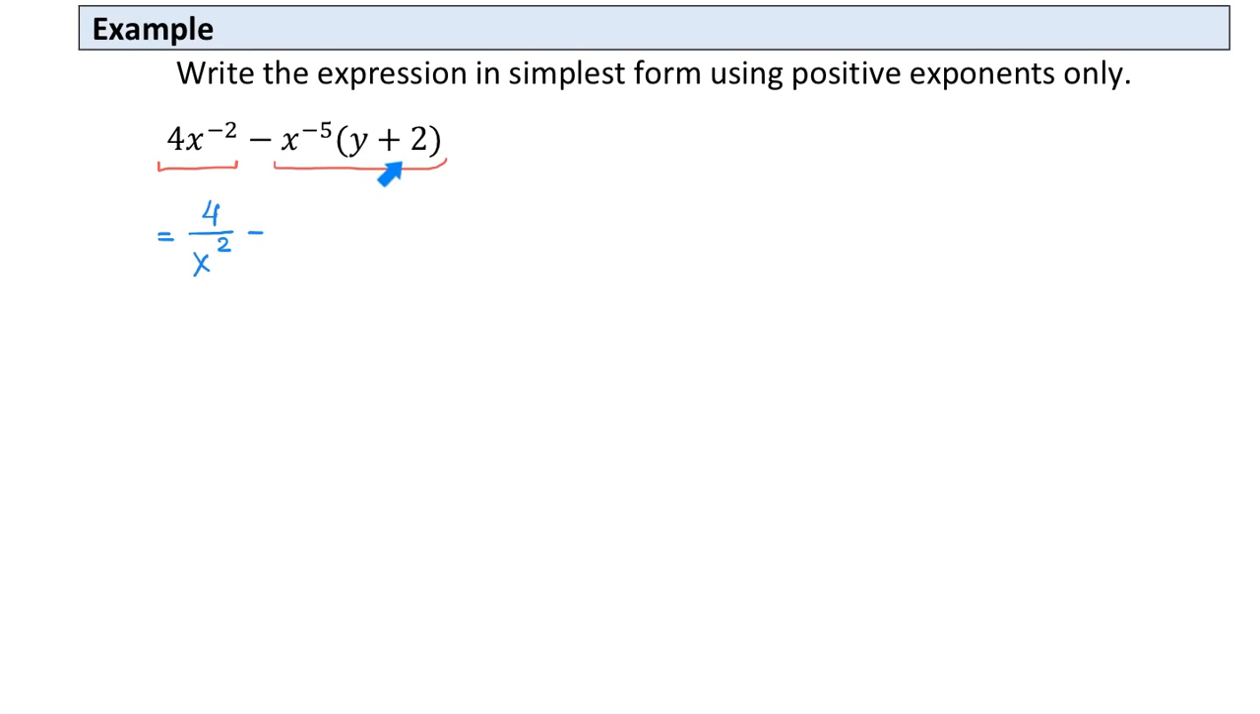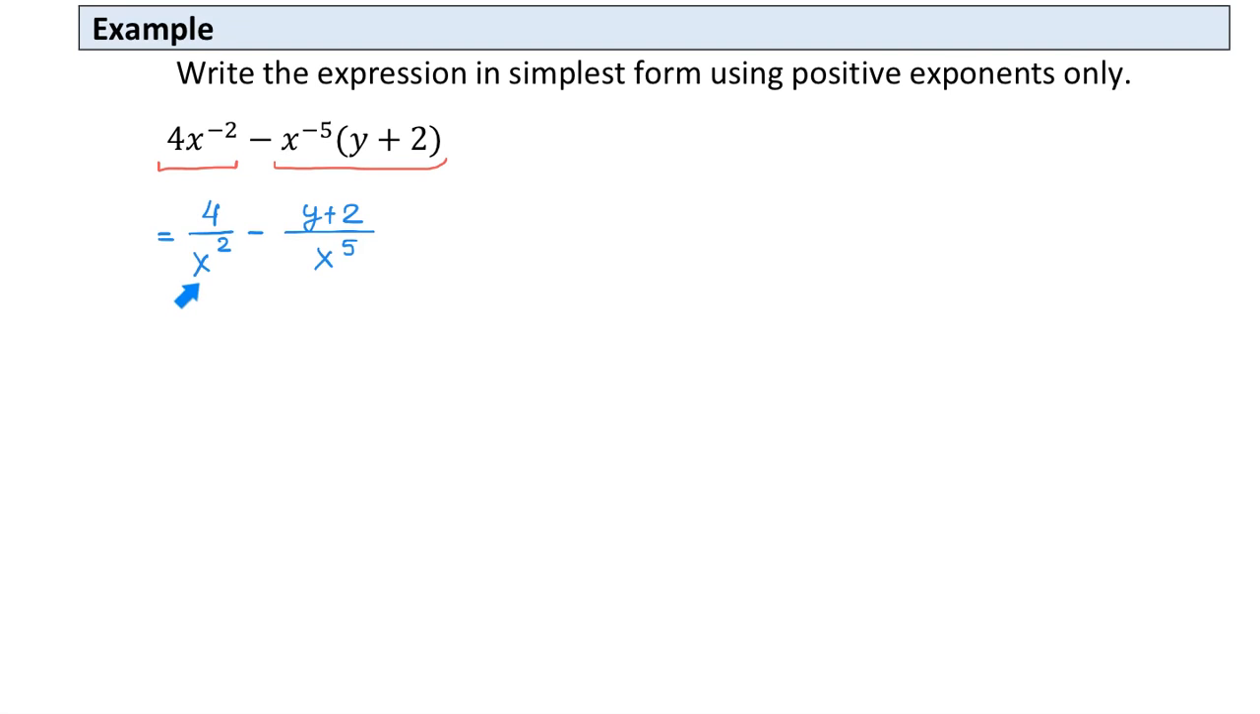Now, in the second expression, we also have a product of x to negative 5 and y plus 2. In this product, x has a negative exponent, so we will rewrite this as y plus 2 over x to positive 5. So we will have minus y plus 2 will stay in the numerator, but x will go down and the exponent will become positive. Now we have two fractions, and to subtract them, we have to have the same denominator.